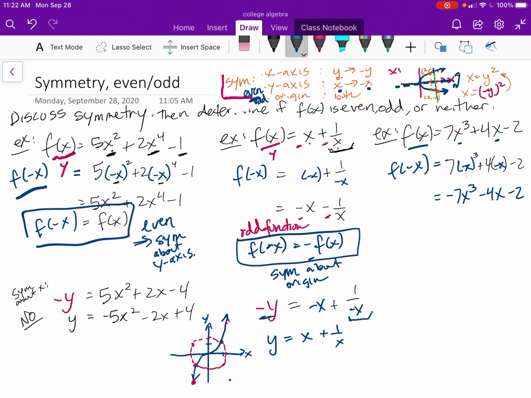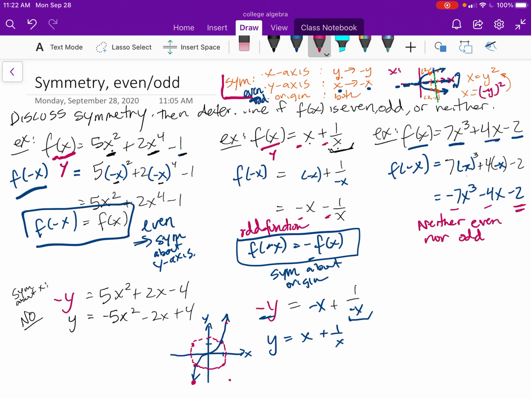Notice it's not the same as above, right? For f of negative x, the signs are not all the same, but it's not a complete opposite either, because this one is opposite, but this one stayed the same. They either all need to get right back to the original function to be even, or they all need to flip to be odd. Therefore, this is neither even nor odd. So therefore, we know it's not symmetric about the y. We know it's not symmetric about the x.